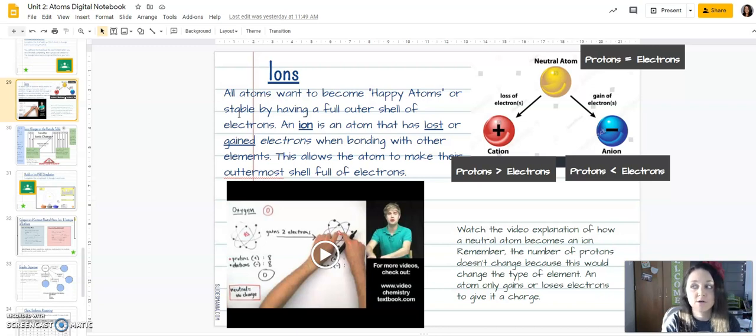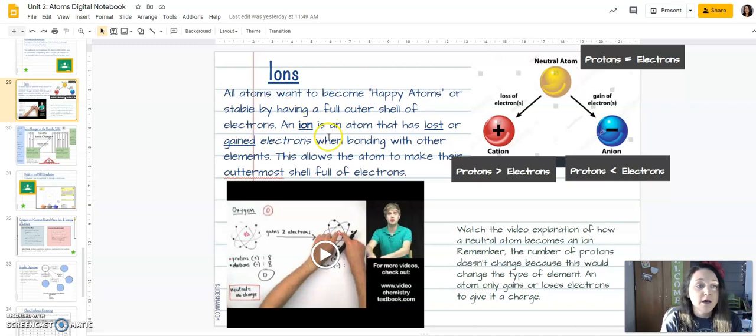So for example, we talked about group 1 has 1 valence electron. Group 2 has 2 valence electrons. Group 13 has 3. 14 has 4. 15 has 5. 16 has 6. 17 has 7. And 18 is full with 8 electrons. Now this determines how they react. And all atoms want a full outer shell. They don't want an unfull shell, or a shell that has space in it.